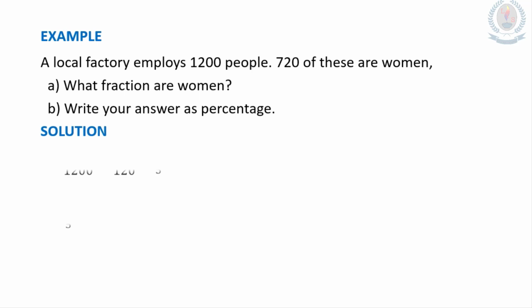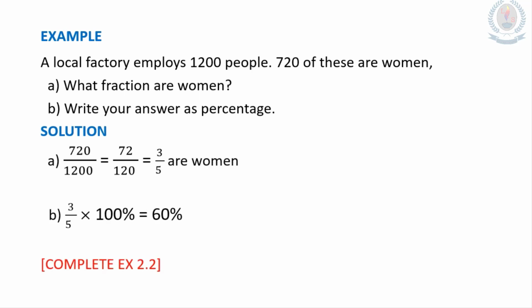Check this solution. First they asked to write as a fraction how many women are there. In the question they have given altogether 1200 people, 720 are women. Then you can write it as a fraction: 720 divided by 1200. What is the answer? 72 divided by 120. Then after simplifying this, 3 over 5 are women.